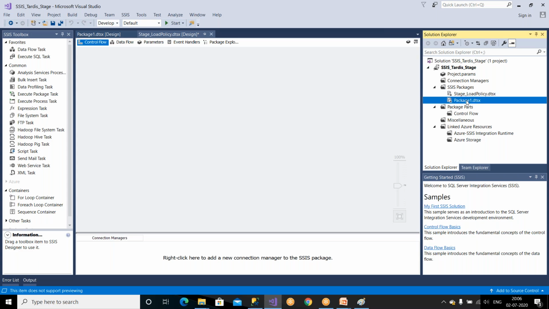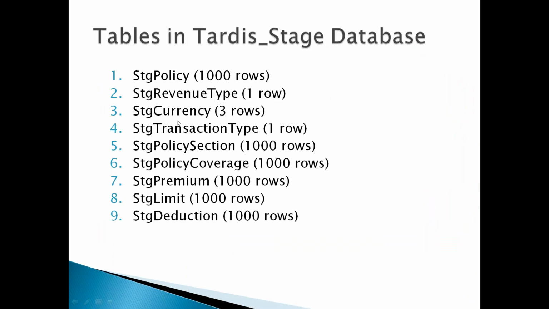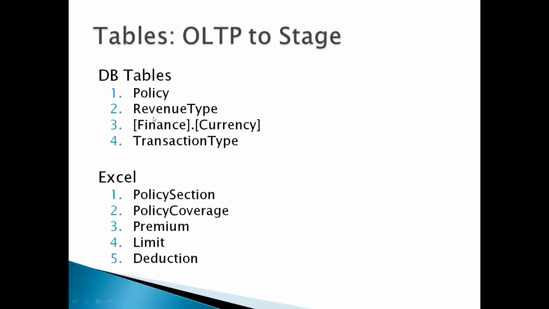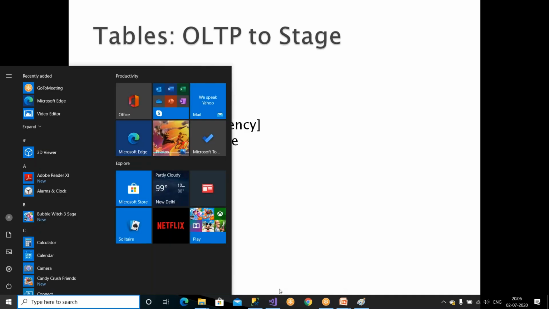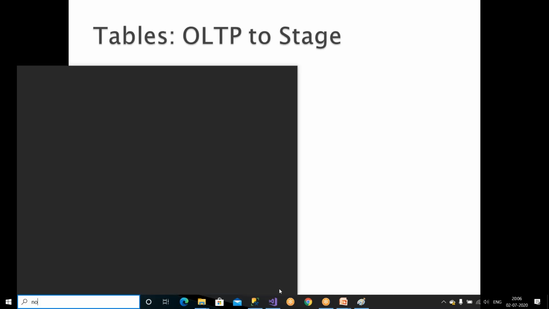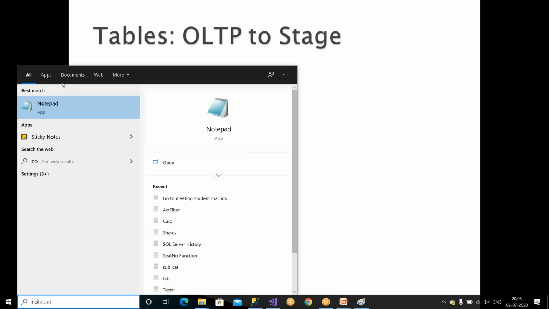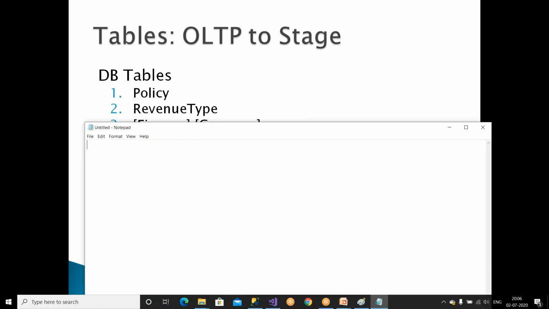Then like that, you can create one more. The second table would be, what is the second table? Second table will be revenue type. So the naming convention would be the same thing. What is the naming convention that we should follow? So you can say the first naming convention is stage underscore load policy dot DTSX. Okay.